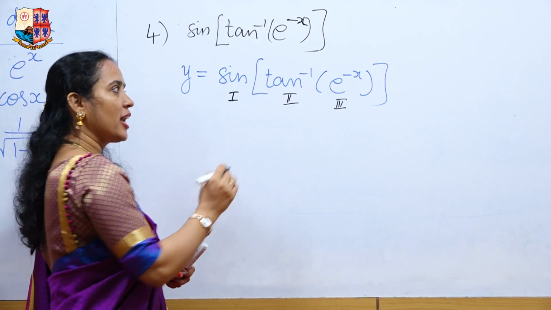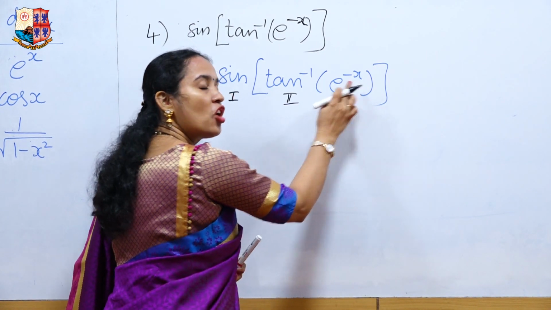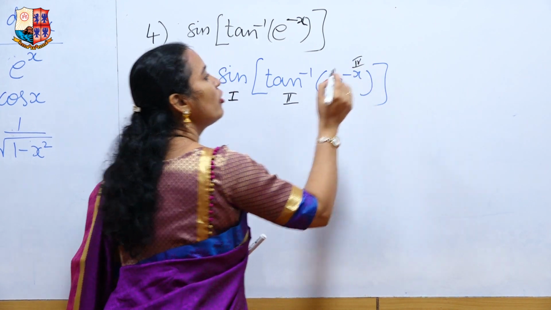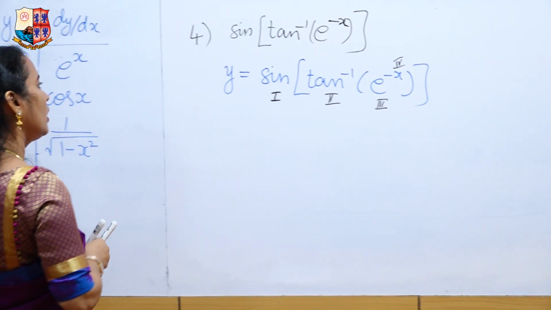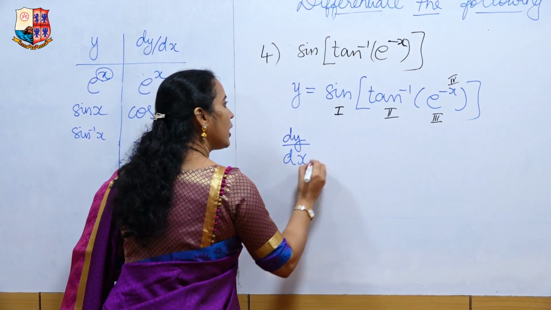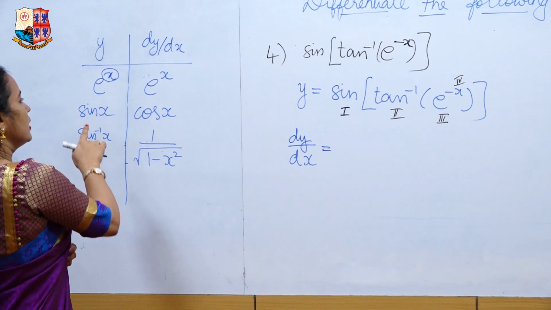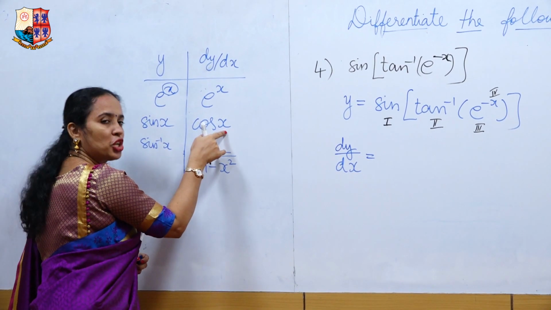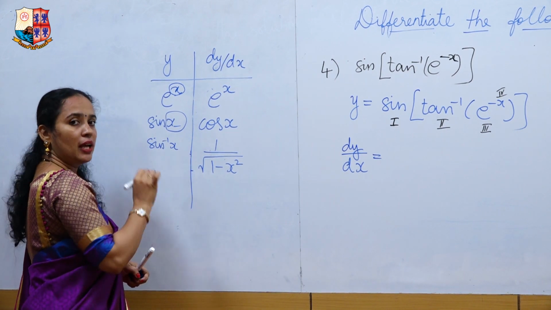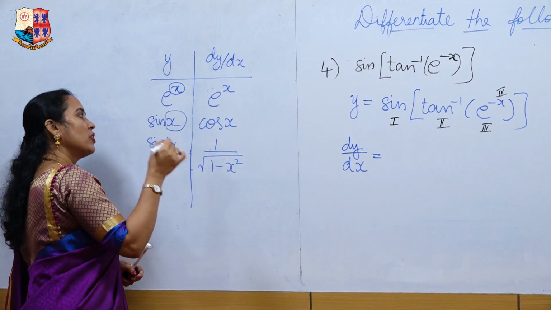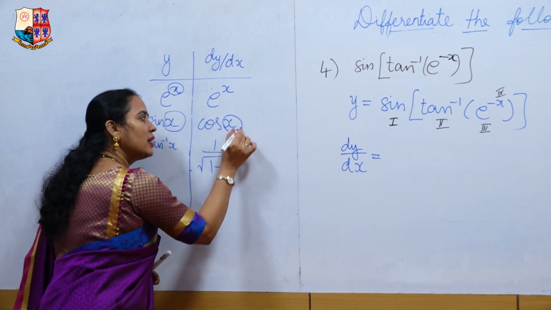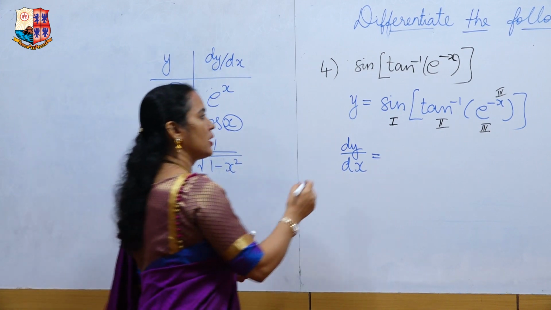We are not done yet. Remember, here this is not x, this is minus x. So minus x will be your fourth function. Okay, let's differentiate. dy by dx is equal to sine x, when you differentiate, cos x. Now in the place of x you have tan inverse of e to the power minus x. So you will write cos of tan inverse of e to the power minus x.